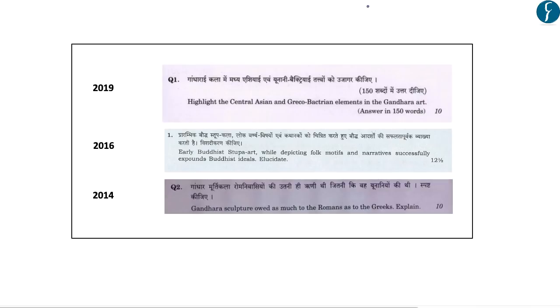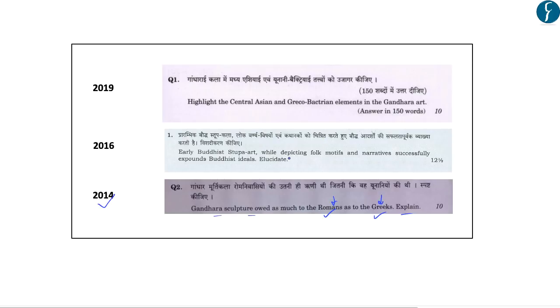Now, Gandhar art or Buddhist art as a topic is extremely important from the perspective of the civil services mains examination, and this can be easily reflected by having a look at the past 7 years' question papers. So starting with 2014, UPSC in the GS1 paper asked, Gandhar's sculpture owed as much to the Romans as to the Greeks. Explain.